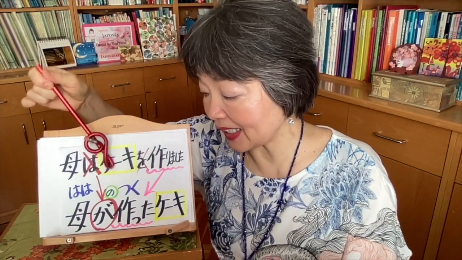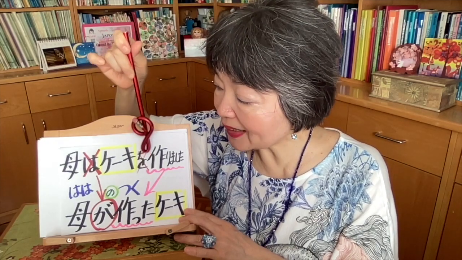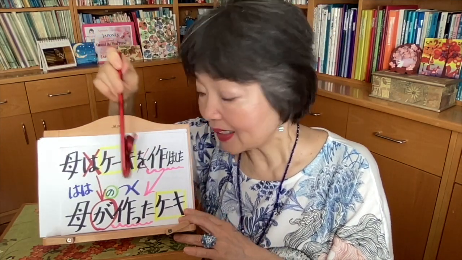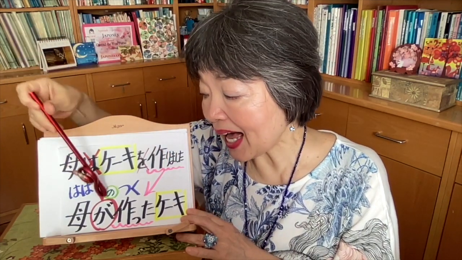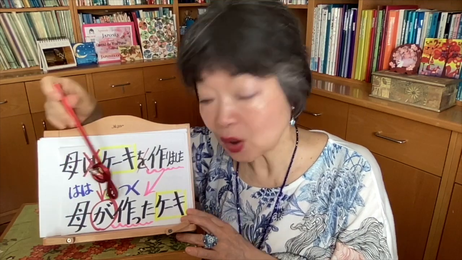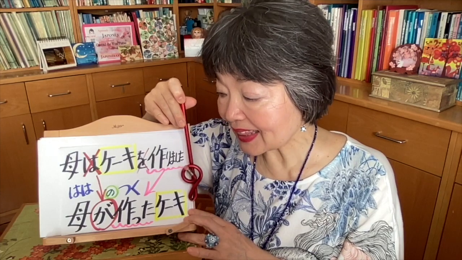So ケーキ must be at the end. And ケーキを, this particle を, we don't use it because this を is together with ケーキ. So we're not gonna use this を, okay? And 作りました, the verb, this is the past. In the plain form, 作った。So, 母が or 母の作ったケーキ。The cake that my mother made.